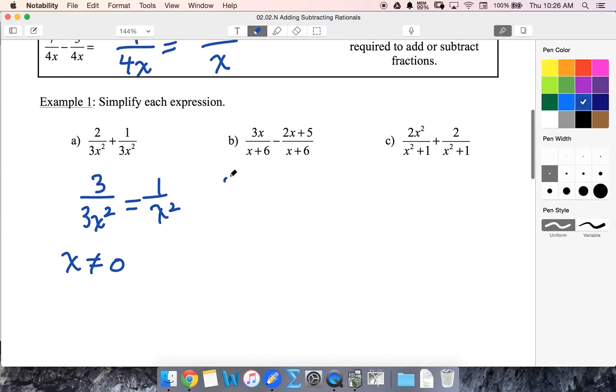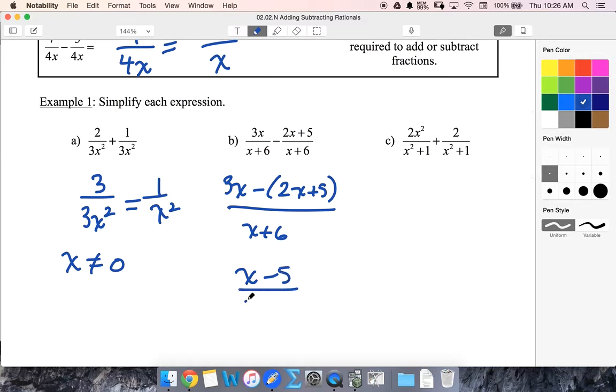Again, we have a common denominator, 3x minus the whole thing, 2x plus 5, over x plus 6. I keep going. That's x minus 5 over x plus 6. And of course, x cannot be negative 6. I'm not allowed to divide by 0.